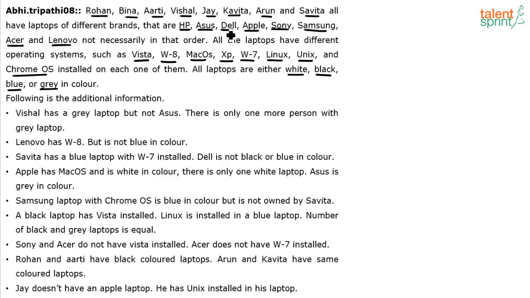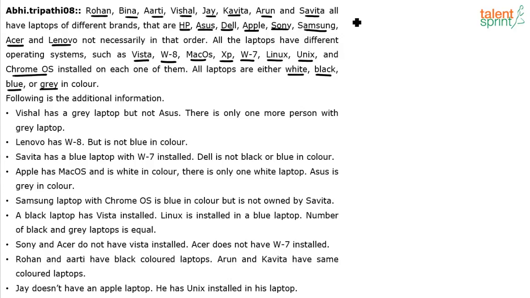Now 8 persons, 8 brands, 8 operating systems is understood. Since there are only 4 colors, we have to figure out how the colors are distributed. It's obvious that the same color will be used by multiple persons. Whether each color is used by 2 persons or not is something we'll have to figure out. One possibility is that each color is used by 2 persons, but that's not clearly stated here. All he has given is that all laptops are either white or black or blue or grey. So that one piece of information needs to be figured out.